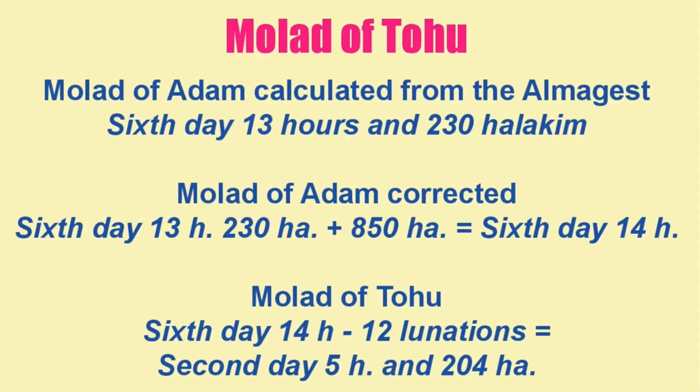Finally, if we subtract the 12 lunations that elapsed in the year of Tohu from the molad of Adam, we find the date of the molad of Tohu, which, as we have said, is the one we take as a reference. By making the previous calculation, we find that the molad of Adam was on Friday at 13 hours and 230 halakim. Those who devised these calculations thought that a molad as significant as Adam's should be a round number, so they added 850 halakim to it, making Adam's molad occur on a Friday at exactly 14 hours.